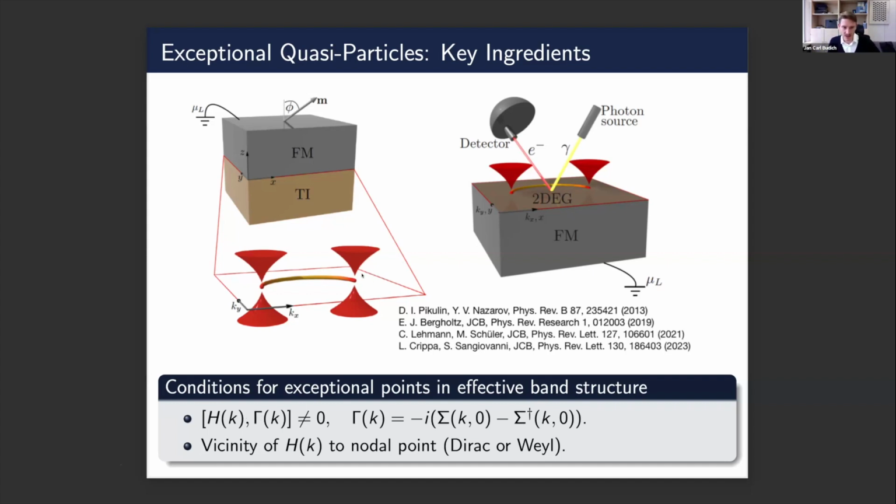And then, if we are interested in nodal points, so the generalization of these Weyl points that I've been discussing before to non-Hermitian systems, then we also need to be in the vicinity of a nodal point, let's say Dirac or Weyl type nodal point, because there's still ambiguity. So if this perturbation here, gamma, the anti-Hermitian one, is not huge, then it will only lead to a degeneracy, in a non-Hermitian sense, if we do not start from a huge gap. So these are the two main ingredients: the non-commuting structure and the vicinity to a band touching point.